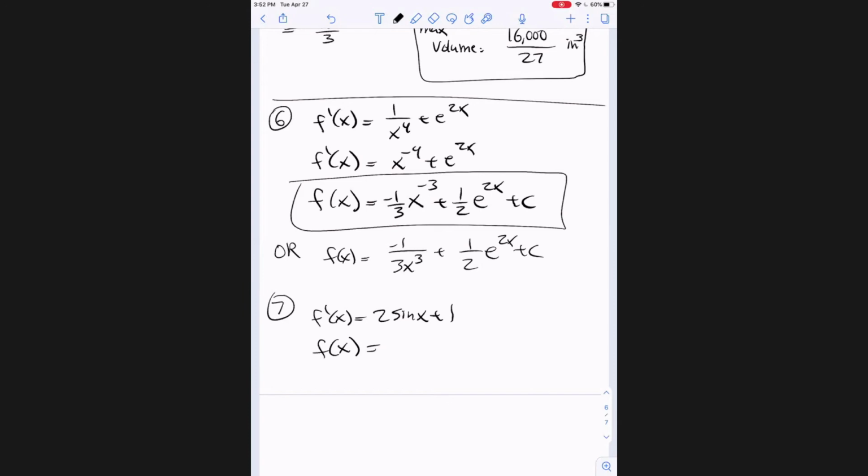So the antiderivative of sine is negative cosine, and here's why. Because the derivative of cosine is negative sine, but you want it to be positive sine, so you have to put a negative sign there. Oh, I forgot the 2. Negative 2 cosine. And then plus the antiderivative of 1 is x plus c.